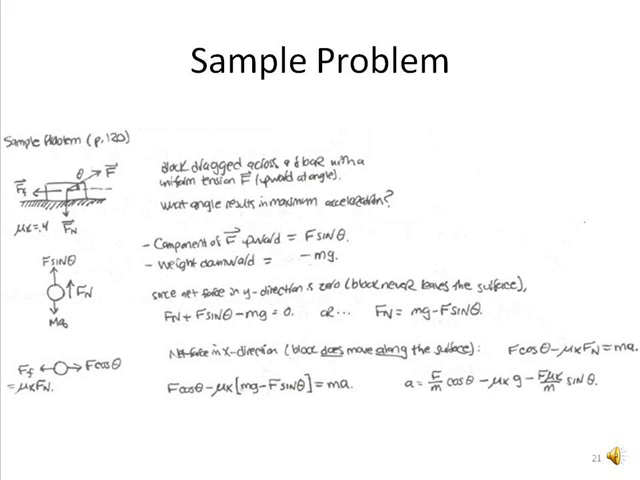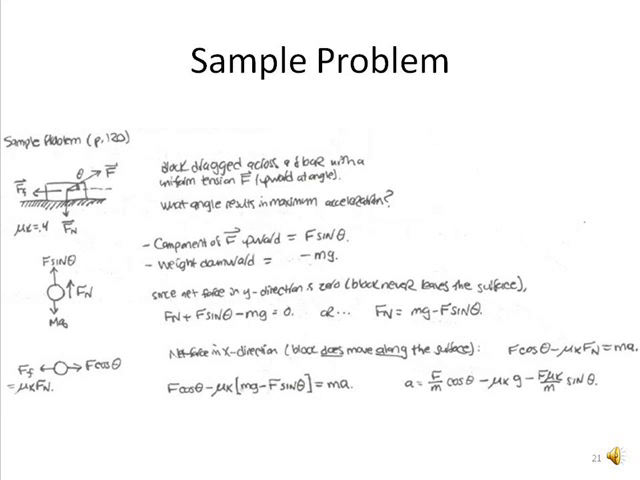So we have the equation F cosine theta minus mu sub k times the normal force is equal to ma. We substitute the normal force equal to mg minus F sine theta. And rearranging, this gives us this final expression for the acceleration.